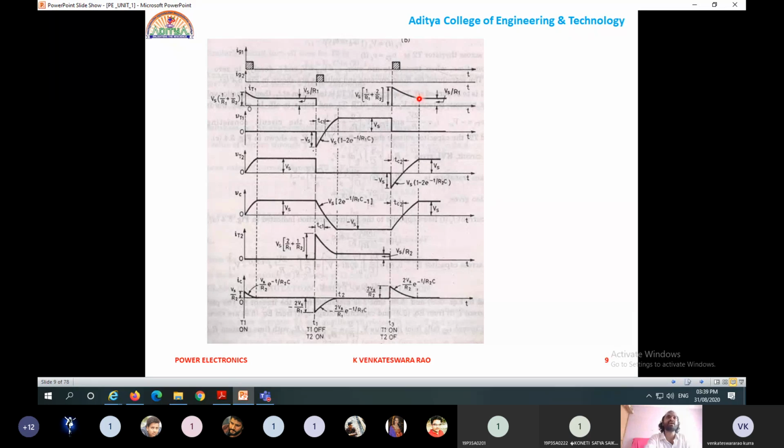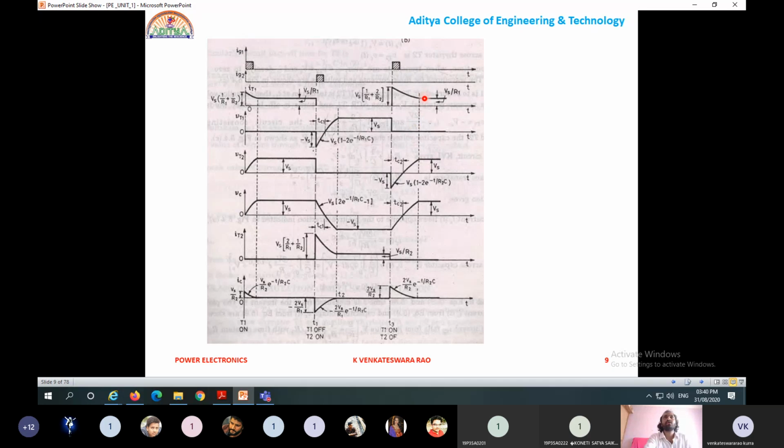This one is the capacitor voltage. This one is discharging. Here the initial voltage is minus Vs. The capacitor voltage changes from minus Vs to 0. This is the discharging of the capacitor, and again it goes from 0 to plus Vs. Once it reaches plus Vs, it will be constant. And this one is the voltage across the thyristor. The same voltage appears across thyristor T2.